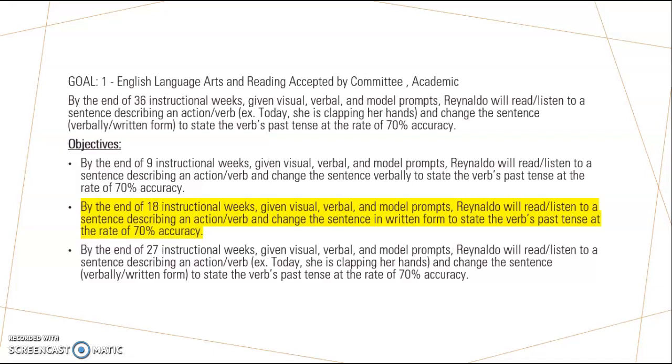So for today's goal, we are going to continue talking about action verbs and putting the verbs in the past, stating them and changing the sentence to past tense.